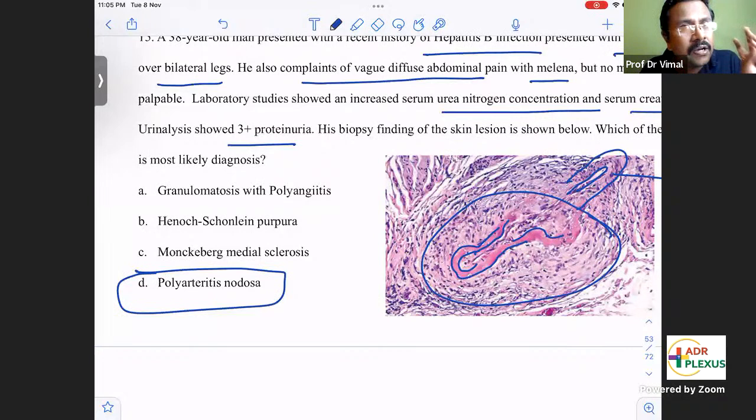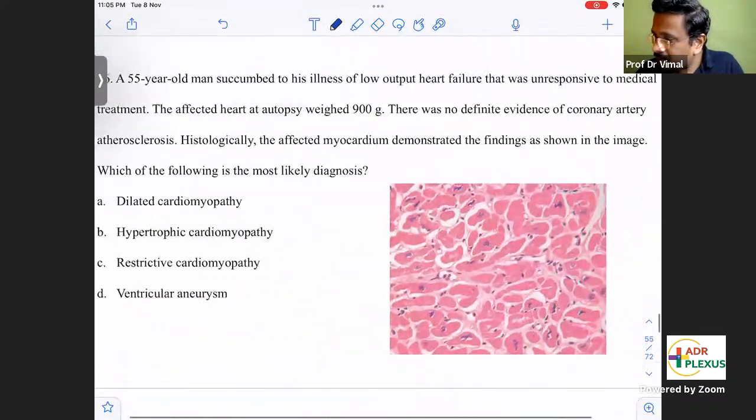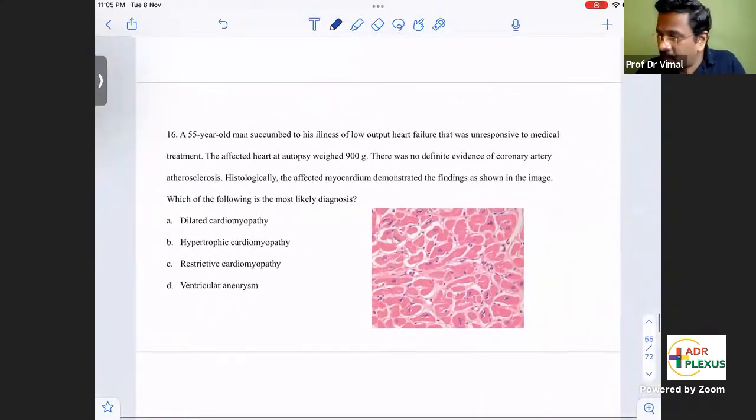Please also remember that in polyarteritis nodosa, pulmonary vessels are spared. ANCA will be negative. Please remember these important points. In microscopic polyangiitis, pulmonary capillaritis can be seen, p-ANCA will be positive, and all the lesions will be of the same age. By this you will differentiate microscopic polyangiitis from polyarteritis nodosa. Again, a very important topic.